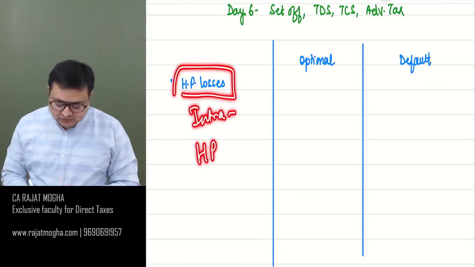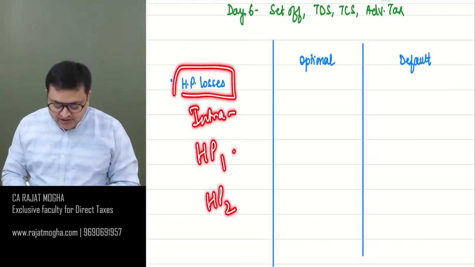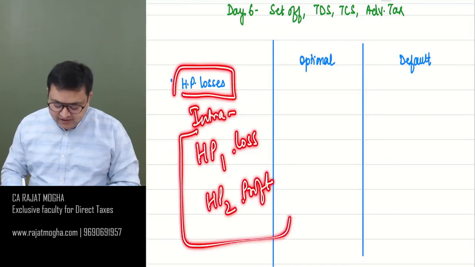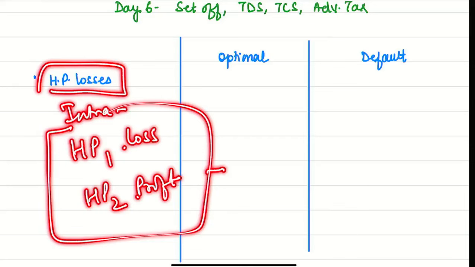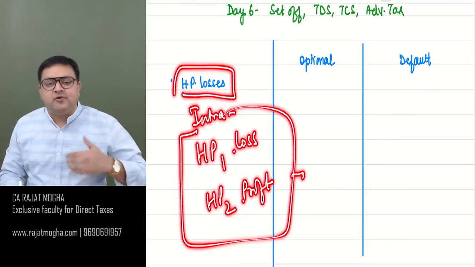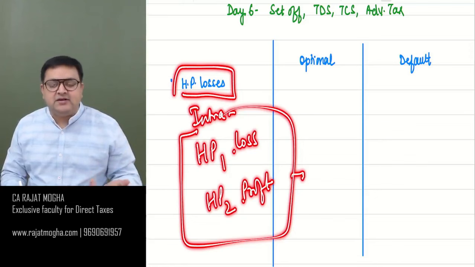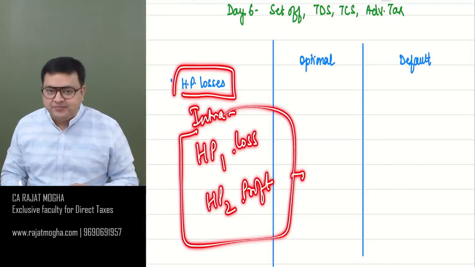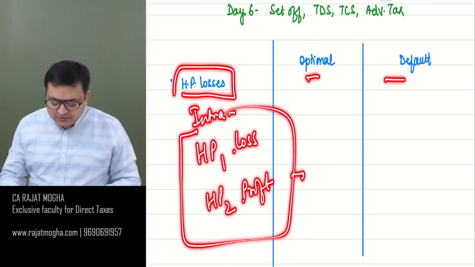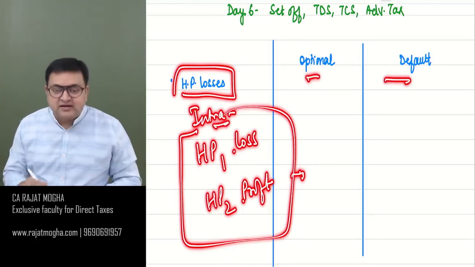So there is a house property 1, there is a house property number 2. House property 1 has, let's say, a loss. House property 2 has a profit. So when we are setting it off within house property itself, it is called intra head, same head. But in case we are setting it off from any other head, salary, PGBP, etc., that is called inter head, different head. Correct? That we all know. So what is the difference between optional and default regime as far as intra head is concerned?